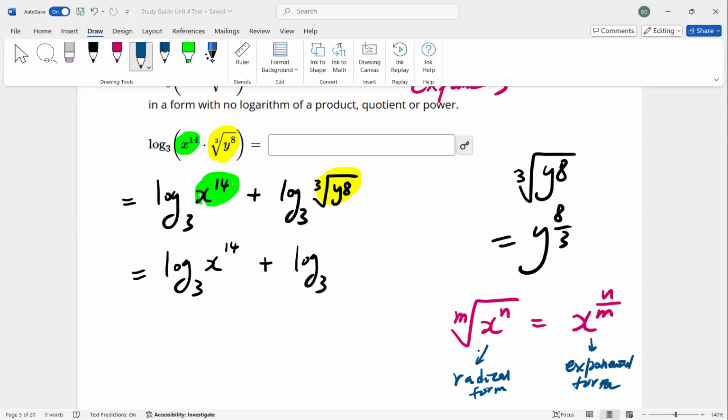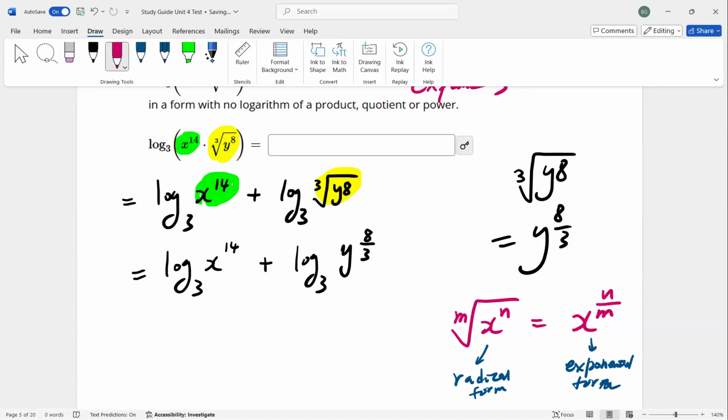You need to know it anyway, because in this case we use it. Use this formula. We're going to write the cube root of y to the power 8, the yellow part, as y to the power of 8 over 3. We're writing a radical expression in its equivalent exponential expression. Okay.